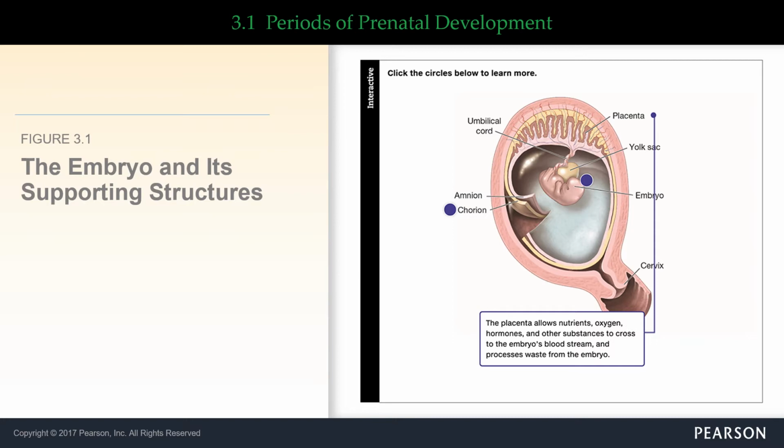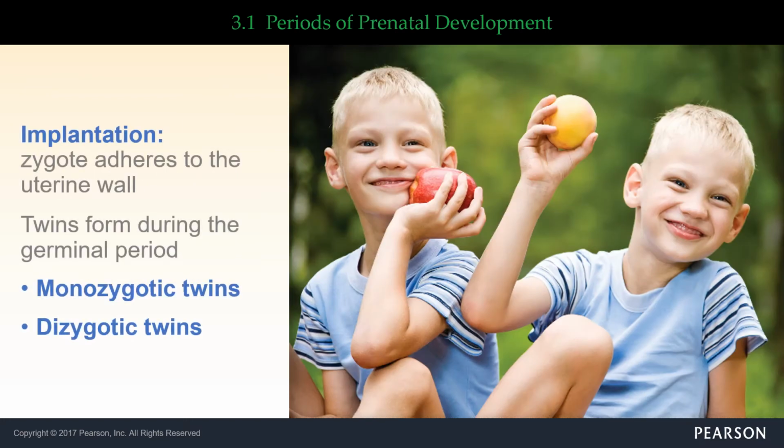The placenta allows nutrients, oxygen, hormones, and other substances to cross into the embryo's bloodstream, and it processes waste and takes it away from the embryo. And so you can see this blastocyst implanted in the upper third of the uterus, and the placenta is all across the top, which is an ideal situation. So in implantation, the zygote adheres to the uterine wall and actually digests some of that away in order to implant.